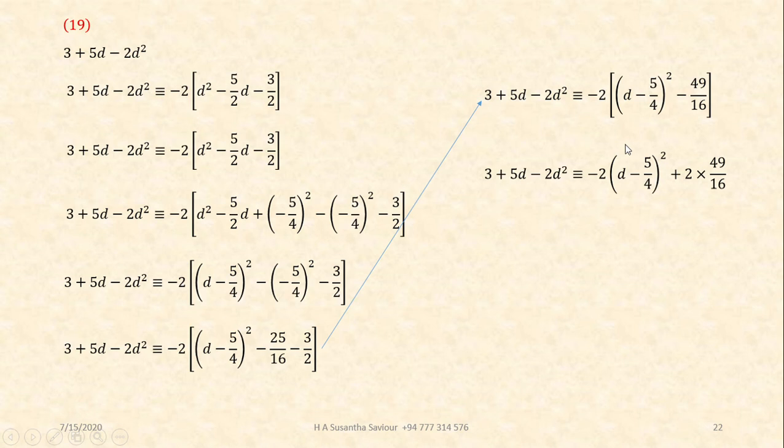So open the bracket here now. Right, this minus will become plus, this plus will become minus because I am multiplying by minus 2, and then this will be simplified to 49 over 8. So this is the complete square format of this one.